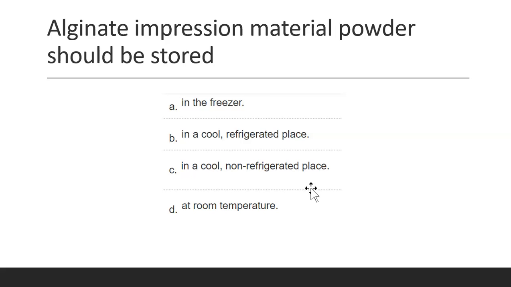powder doesn't get deteriorated. So when you put it in a cold place, like a refrigerator, it can deteriorate. And same thing with the freezer. And at room temperature, if it gets too hot, it could also deteriorate. So the best thing is a cool, non-refrigerated place.